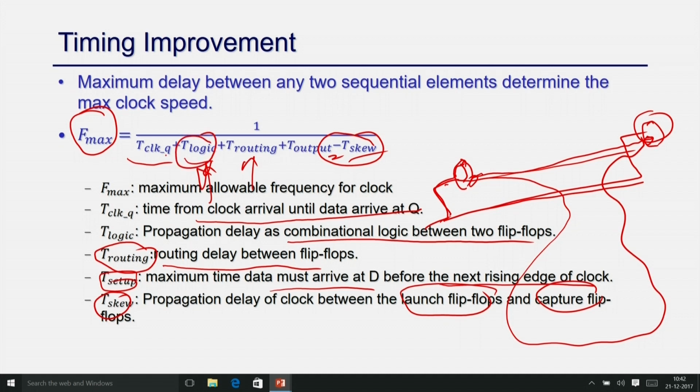And also routing time, we can do certain kinds of optimization which actually improve the routing. So, we are going to discuss how to improve these two factors, so that if this factor goes down, this will increase, right. So, this is something we are going to achieve.